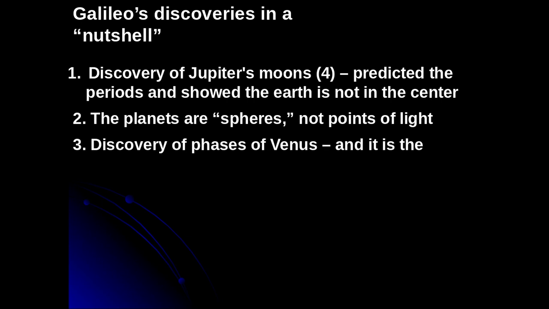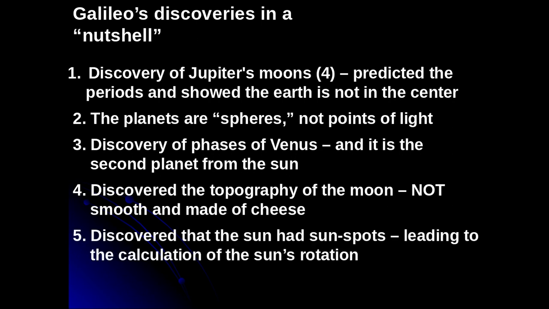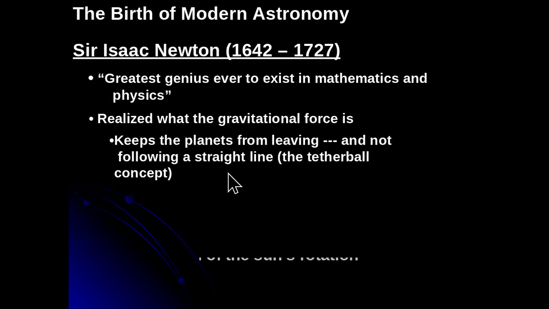Discovery of the phases of Venus, meaning that Venus moves in phases very similar to what we view from Earth of the moon. And of course, Venus is the second planet from the sun. He discovered the topography of the moon, meaning the moon's not smooth. I put a little joke here, made of cheese, but in fact, it's got craters and maria and so forth. He discovered that the sun has sunspots, leading to the calculation of the sun's rotation. So when you view the sun, given the sunspots, you can see the sun's rotation.